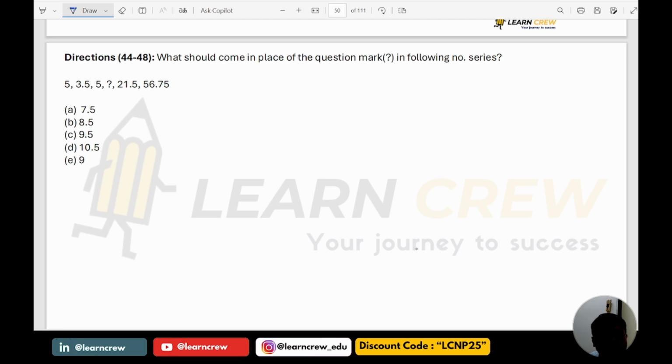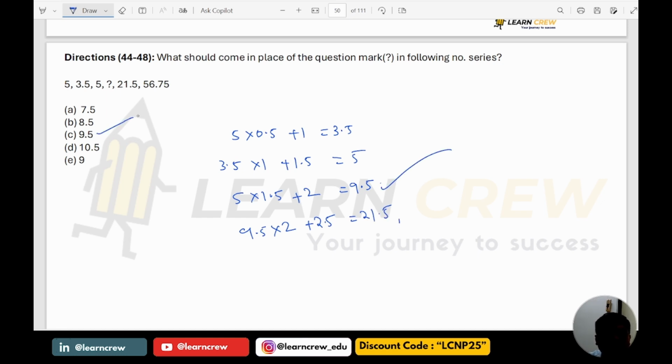Next, 5, 3.5. 5 becomes 3.5. 3.5 becomes 5. 21.5 becomes, so what I can do here, see, 5 into 0.5, 2.5 plus 1 is 3.5. 3.5 into 1, 3.5 plus 1.5 is 5. So 5 into 1.5 is 7.5. 7.5 plus 2 is 9.5. 9.5 into 2, 19 plus 2.5 is 21.5. This is the logic. So the missing term is 9.5.